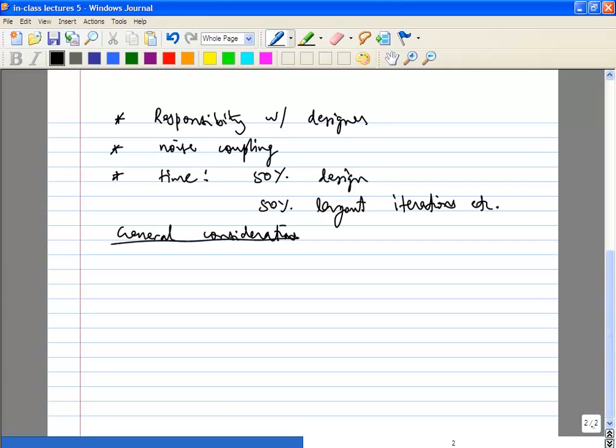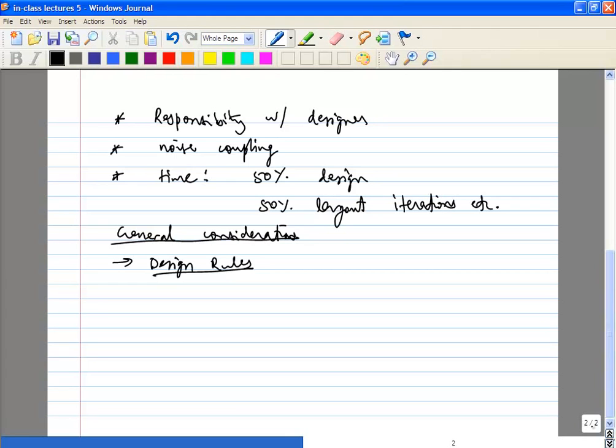So what are the general considerations? First of all, if you want to do layout, you need to know what are called design rules. Okay, so design rules will typically tell you, for example, how close something can be placed to another.